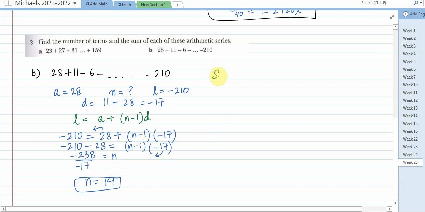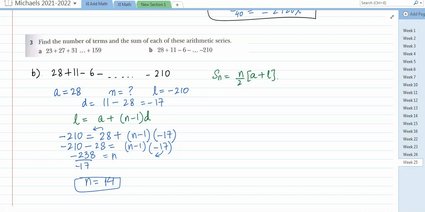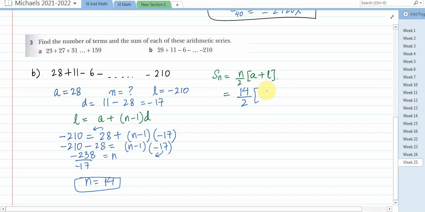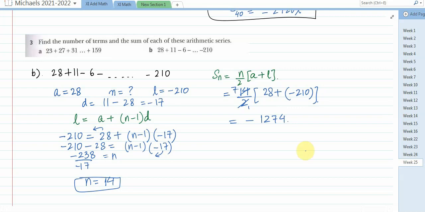The working formula is Sn equals N upon 2. And since the last term is given, I can apply this working formula. The value of N we have, it's 14 divided by 2. A is 28 plus last term is minus 210. So 28 minus 210, 2 7s are 14, into 7 gives you the value of minus 1274.